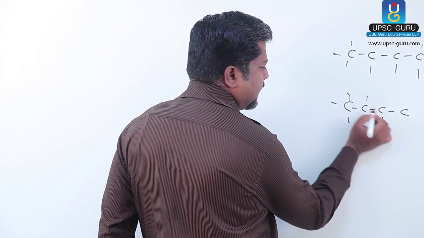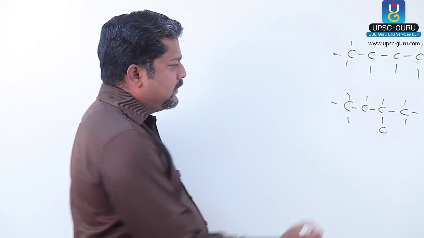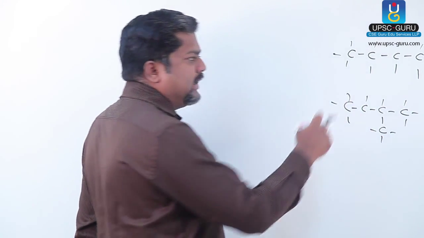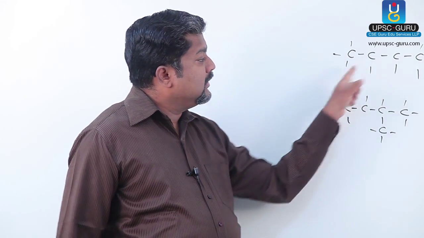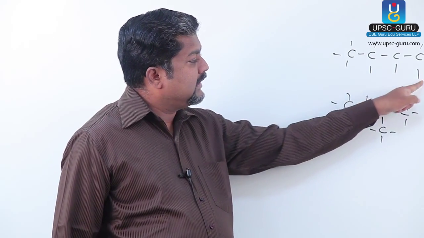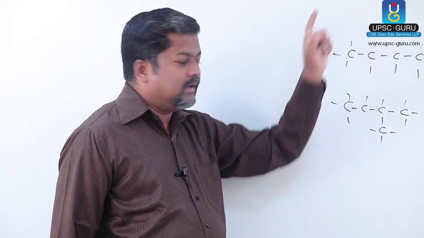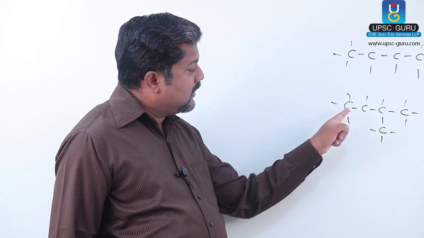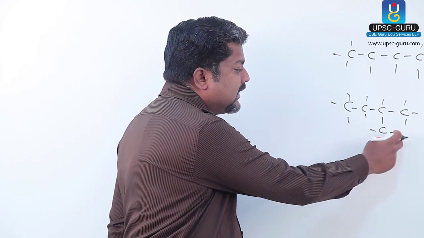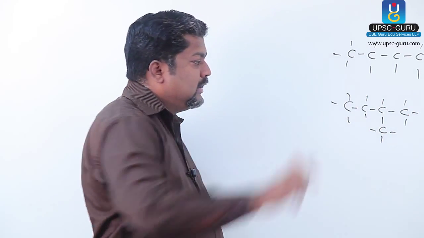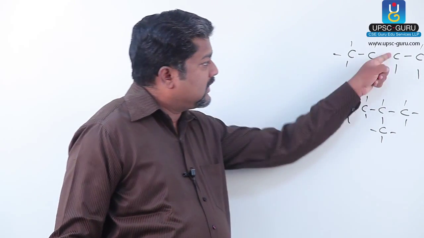Here also, count the number of hydrogens. As it is pentane, it should be 12 hydrogen and 5 carbon. So there are 5 carbon, and the number of hydrogen is 3, 4, 5, 6, 7, 8, 9, 10, 11, 12. You can check here, you will get the same 12 hydrogen. So their molecular formula is the same, but the structural formula is different. In this case, we call it isomerism.